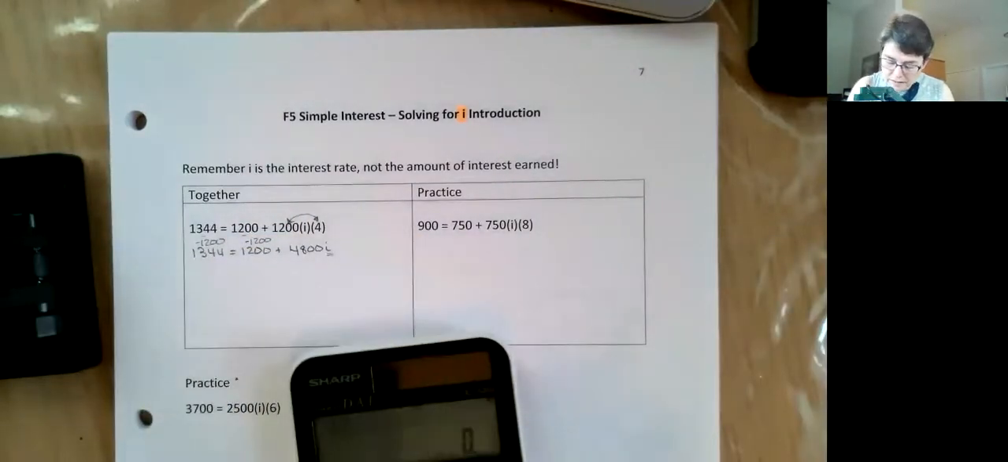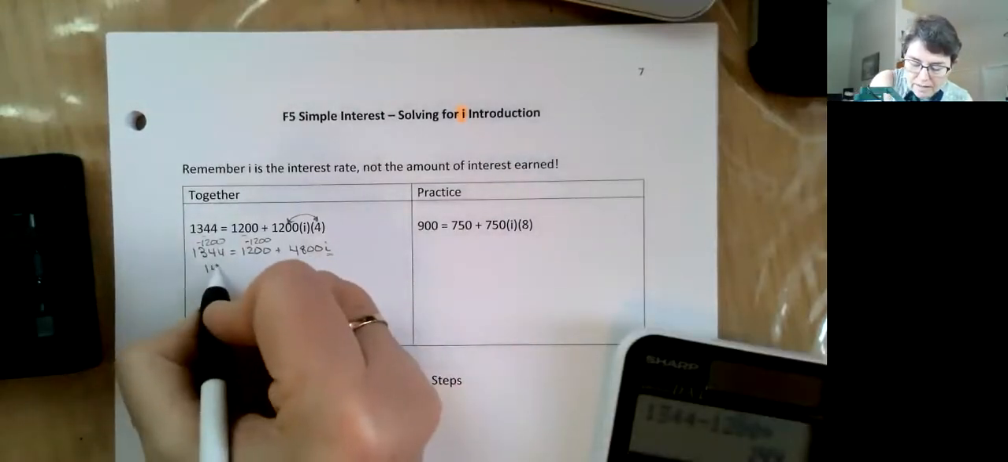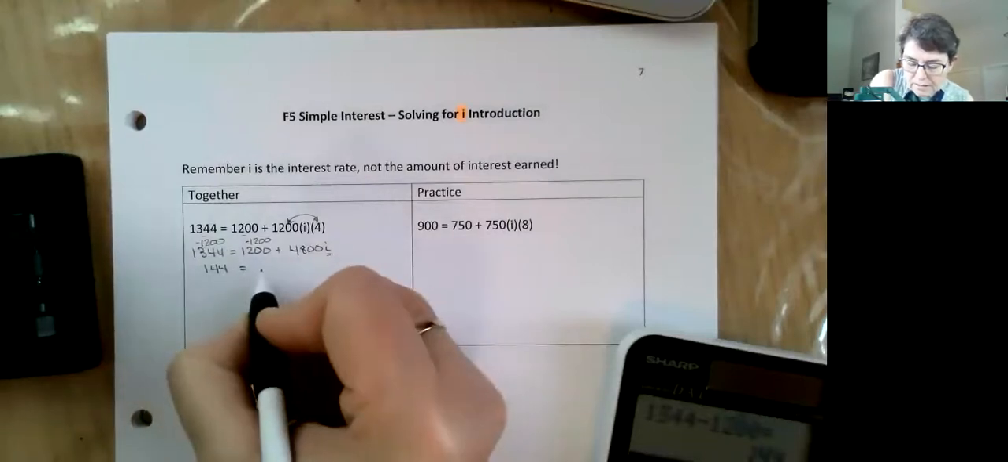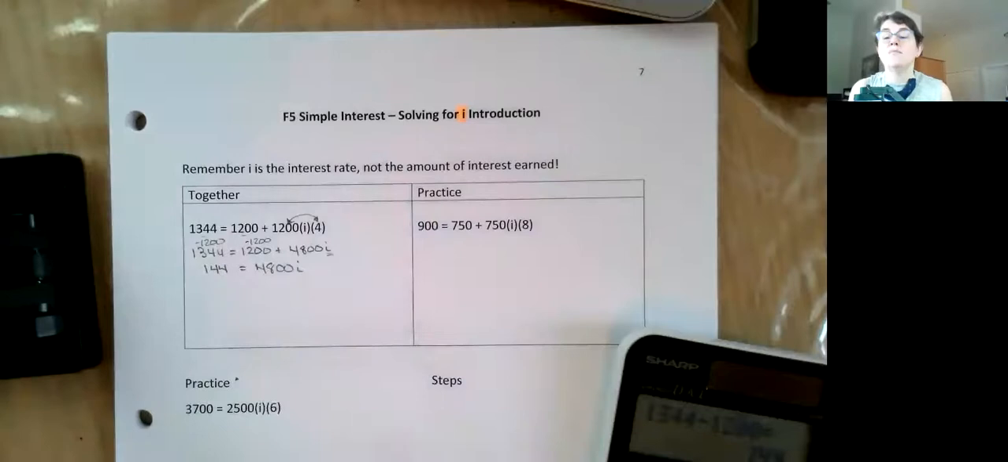So 1,344 minus 1,200 is 144, equal to 4,800 I. Make sure at that point that your answer isn't negative, because you're not going to get negative interest.